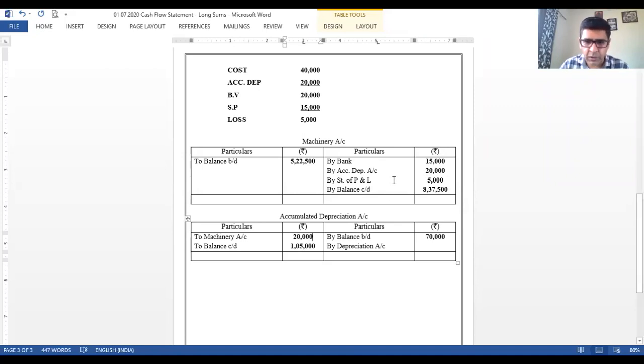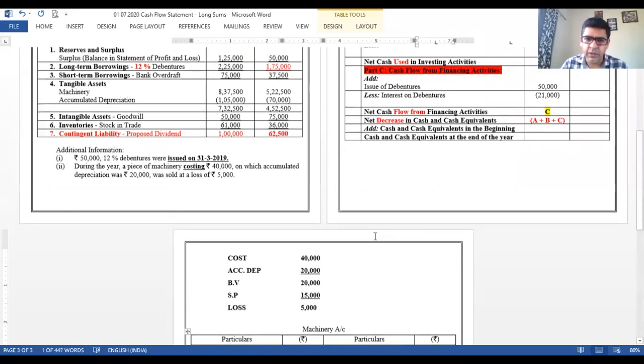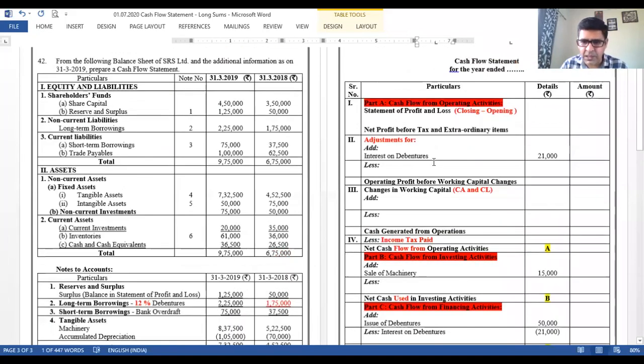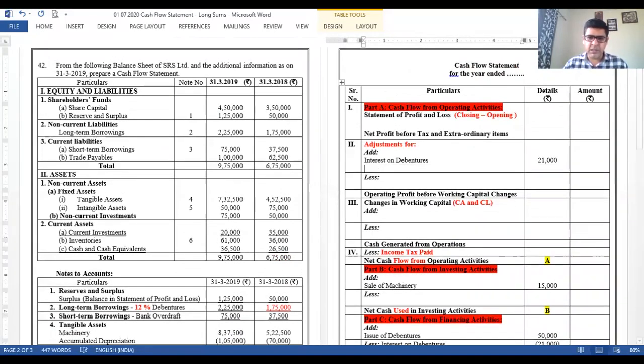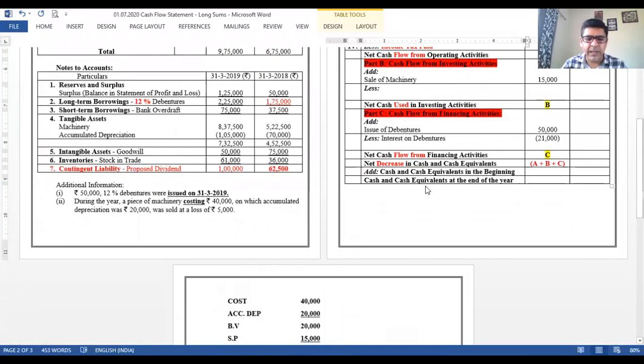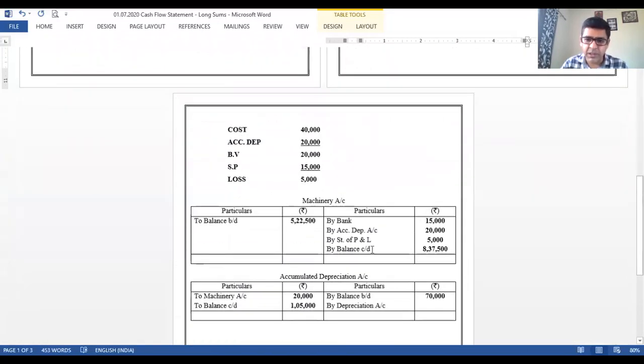Third effect is for the loss. Okay, the third amount is for the loss. The loss, we know, has to be added in the adjustment part. I'll be going in the adjustments add part. I'll be writing over there loss on sale of machinery. Amount is 5,000. Okay, so we are done with the calculation. We are done with the accounting treatment in the ledger accounts and the effect in the cash flow.